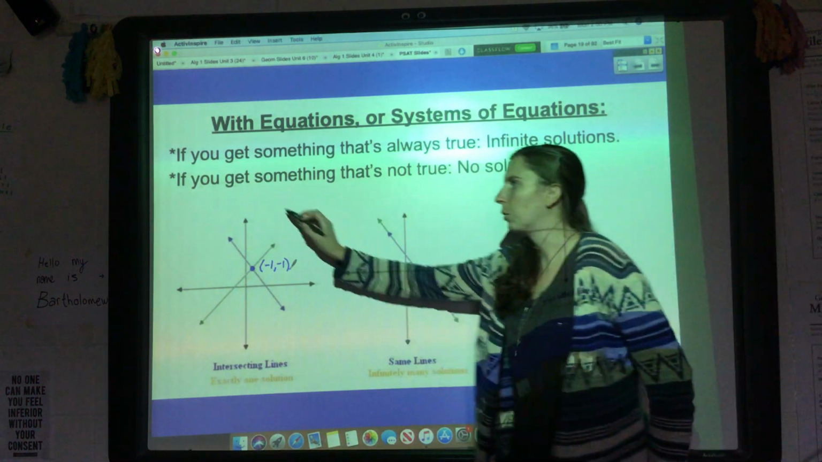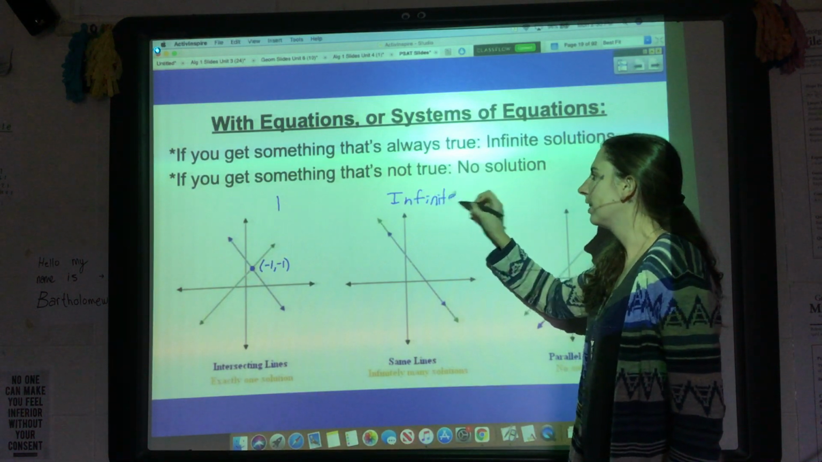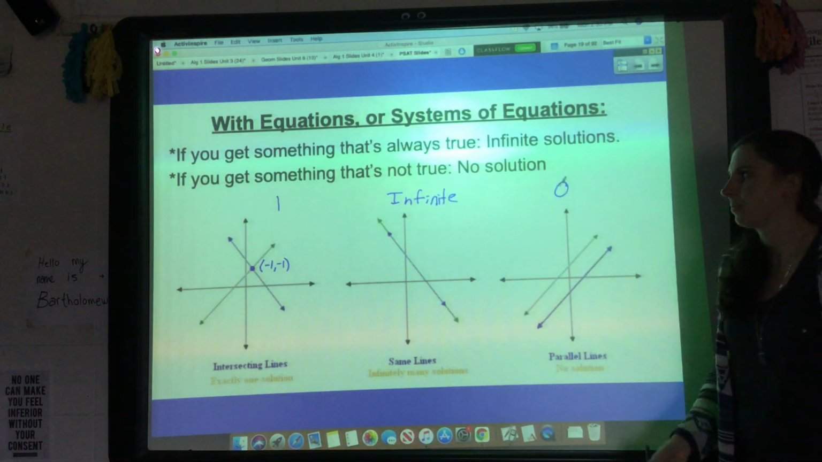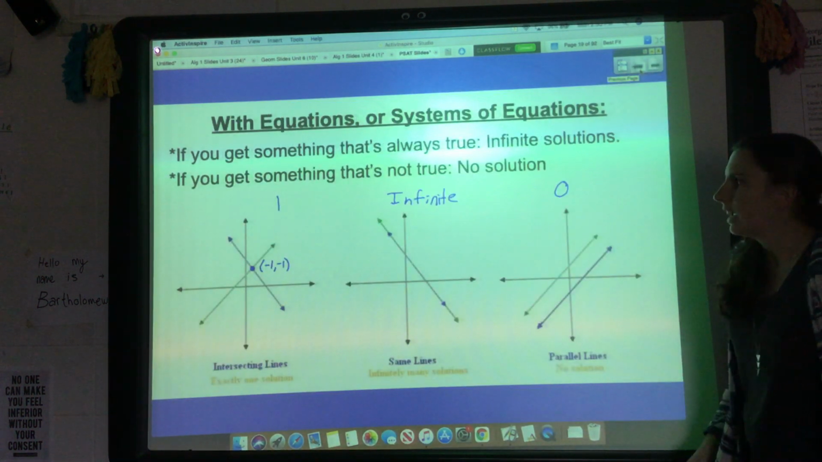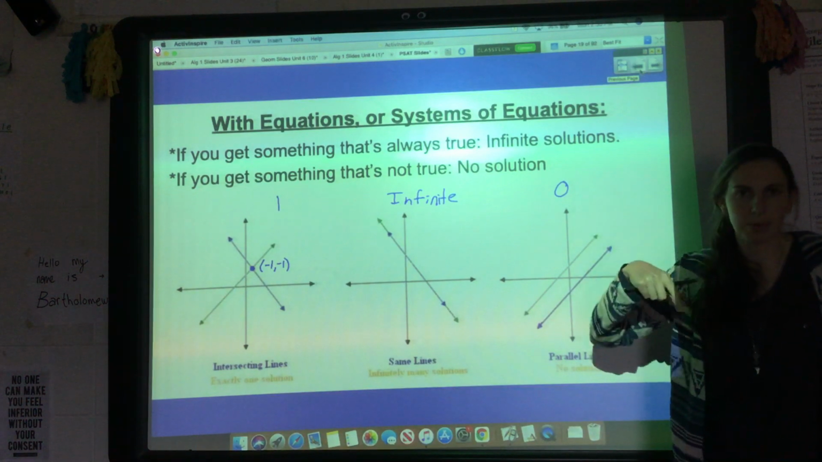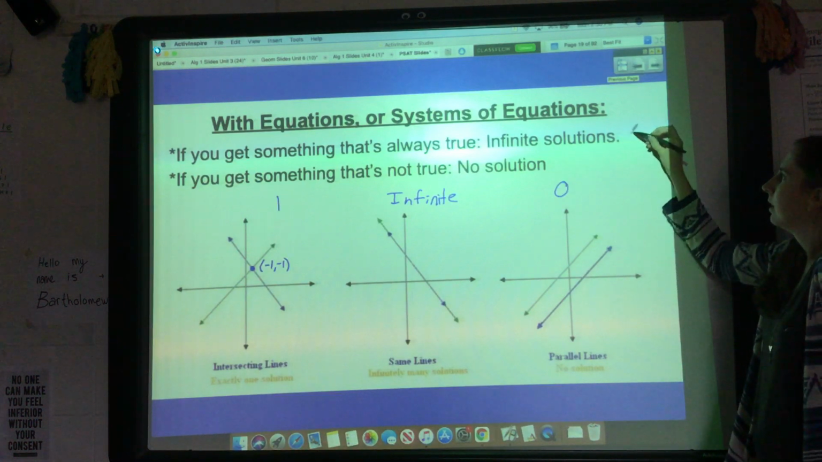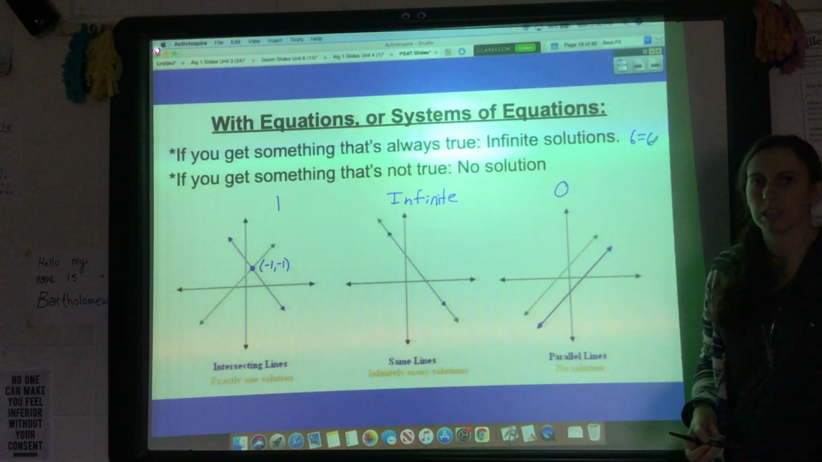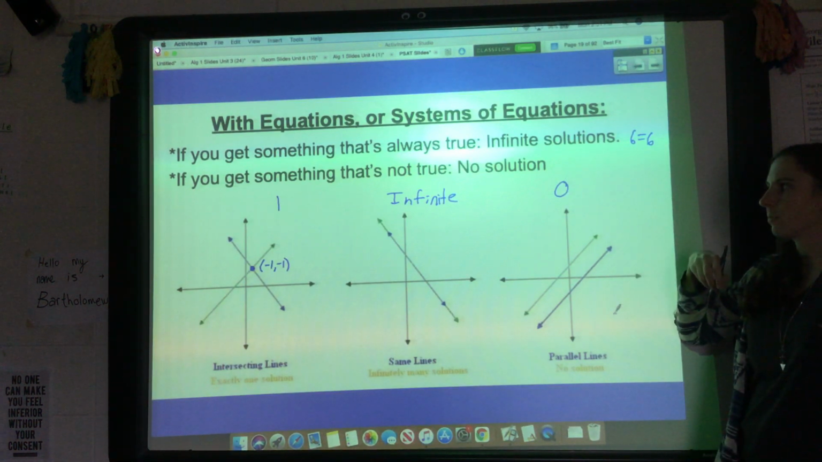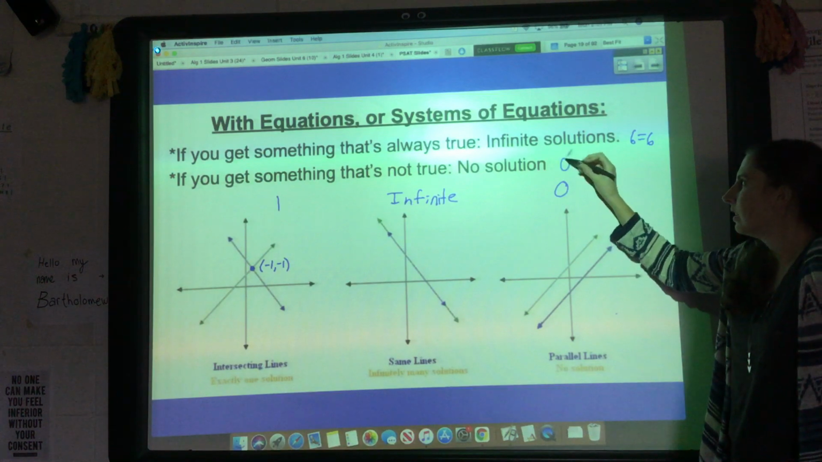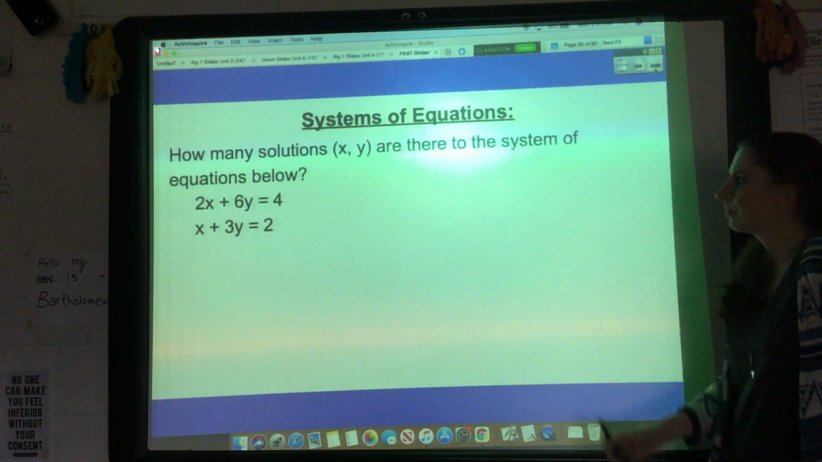So it's possible to get one solution, infinite, or 0 solutions. The way you can tell this on an equation is if both variables end up canceling out, but you get down to something that's true, something like 6 equals 6. Like, where'd the variables go? But this is true. That means there's infinite solutions. If you get something that's not true, like 0 equals 6, then there's no solution. Let me show you an example.